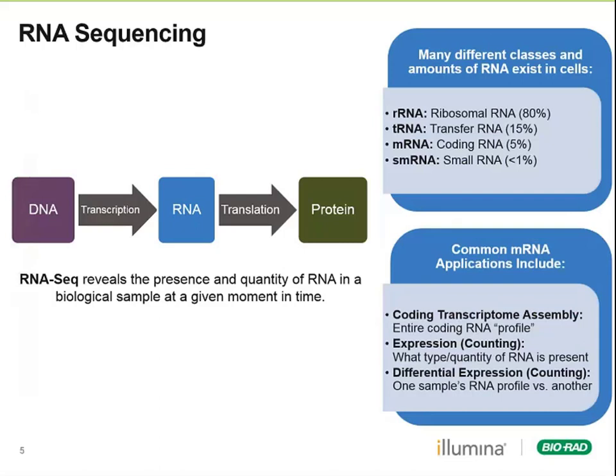Once we've done the sequencing, what are we going to do with it? Well, first off, we can do the transcriptome assembly, where we look at the profile of all of the RNA we captured in that sample. We can count that RNA so we know exactly what type and quantity is present. And then here's the meat of the experiment. We can do differential expression or counting, where we can compare one sample's RNA profile to another to see how this changes with different sample types and conditions.